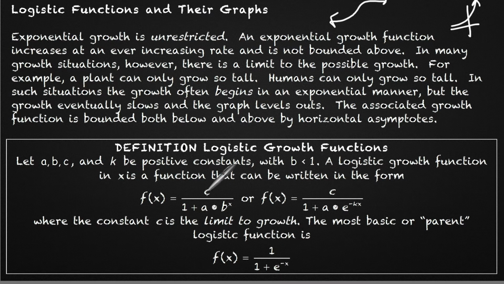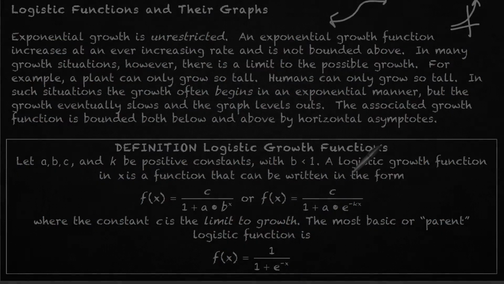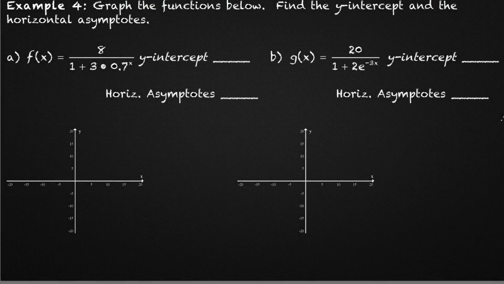The letter C is the limit to the growth. So that tells you what the growth is going to level out at or max out at. All right, here we have f of x is equal to 8 over 1 plus 3 times 0.7 to the x. And we want to graph these functions and find the y-intercept and the horizontal asymptotes.